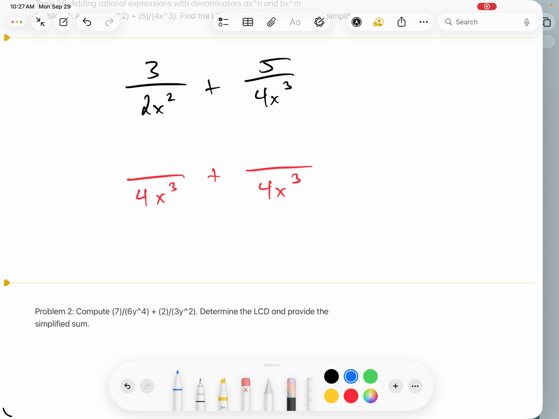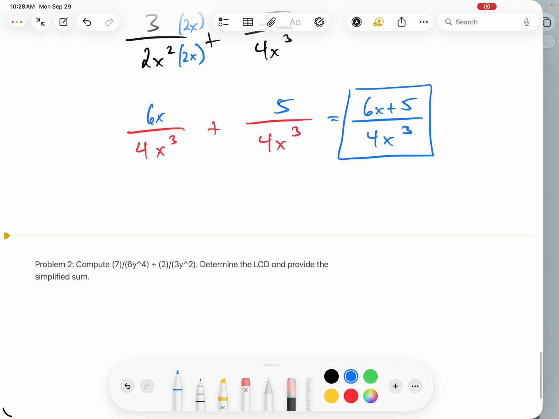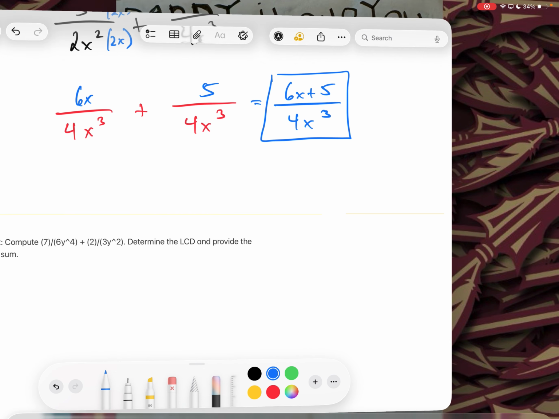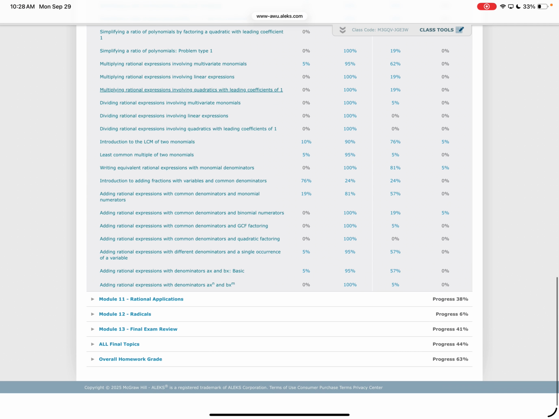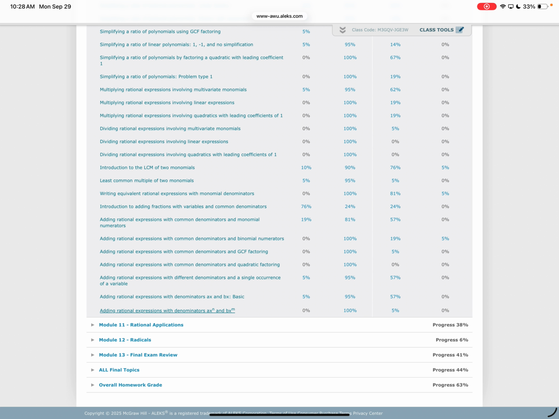All right, so to go from 2x squared to 4x cubed, I'm going to multiply by 2x, right? So I multiply the top by 2x, so that would be 6x. And then this one is already the same thing. If it's already the same thing, you just rewrite it. So my denominator stays the same. And my top I add together, 6x plus 5. Let me double check that one on Alex real quick just to make sure, but I'm pretty sure that looks the same as what we were doing or what you're going to do.